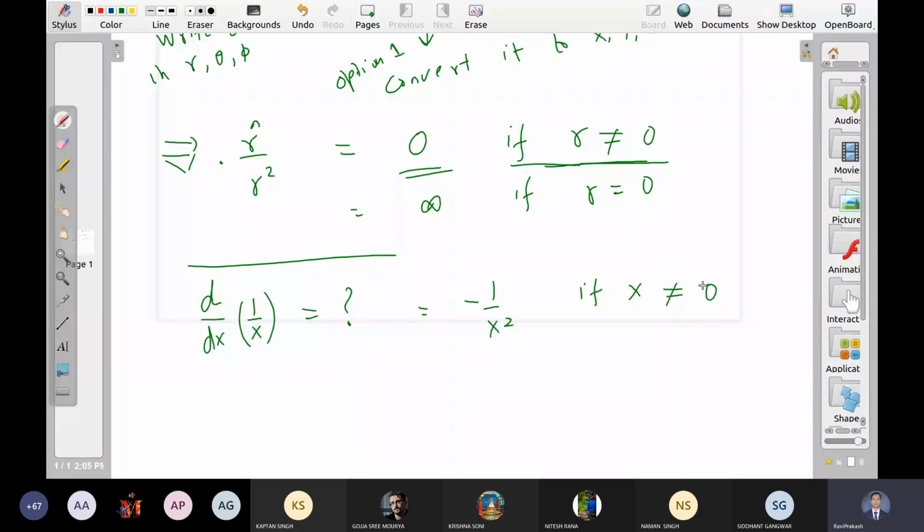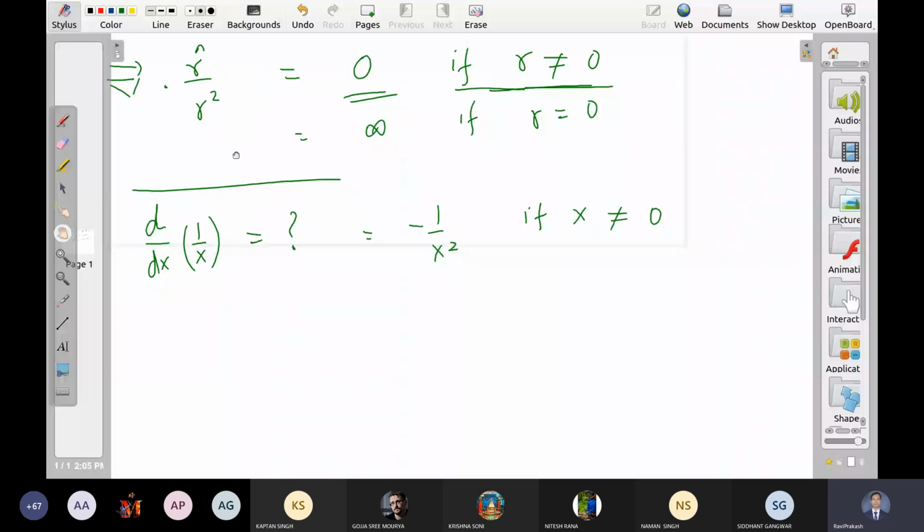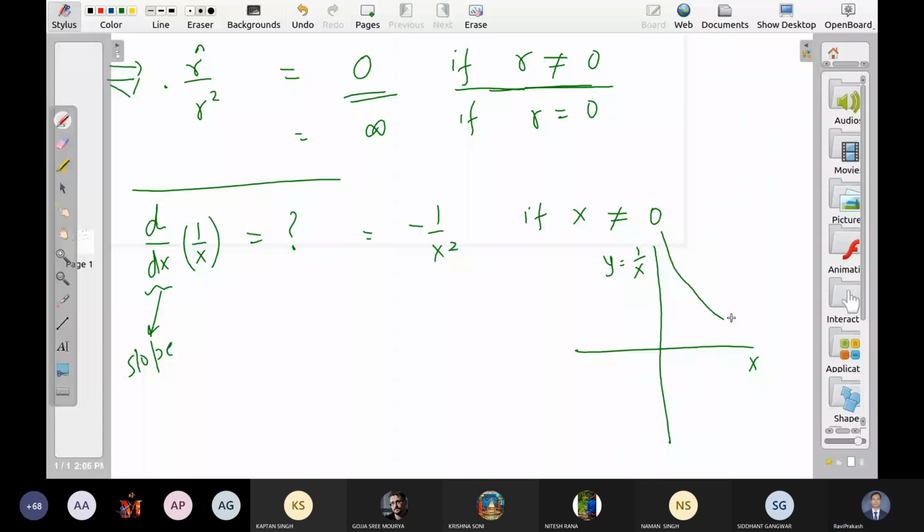So you know derivative is what? Slope at a given point, right? How does this 1 by x look like? So this is x, this is y, which is 1 by x here. The plot is like this. So as x increases, y decreases, right? And on this side, it is like this.